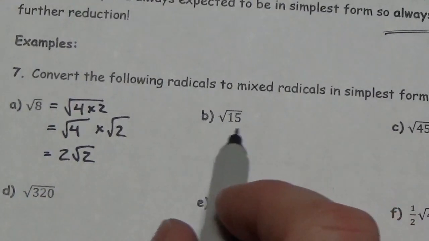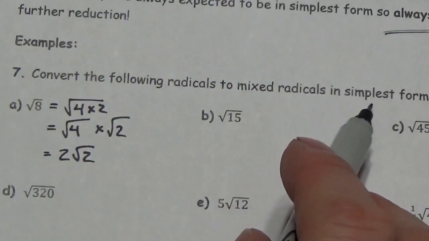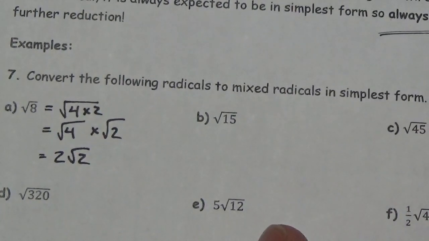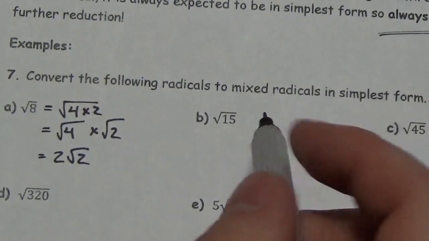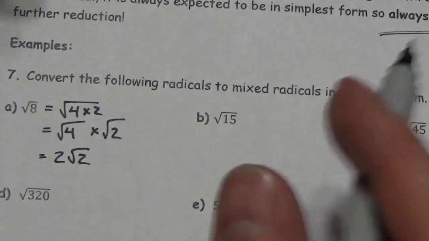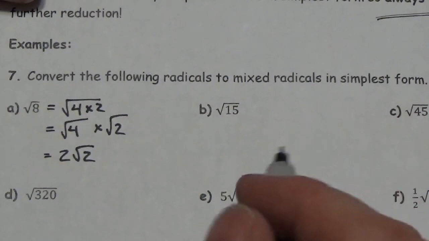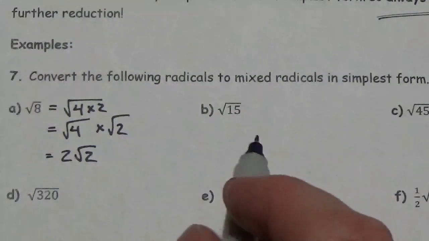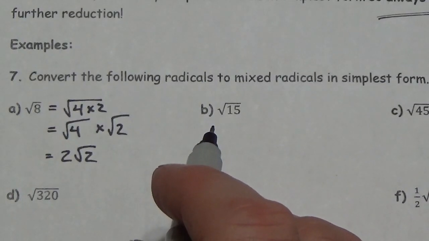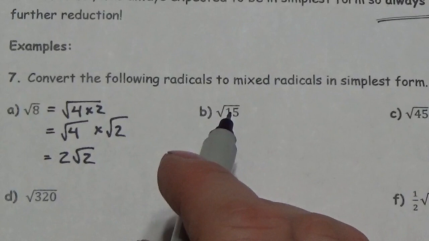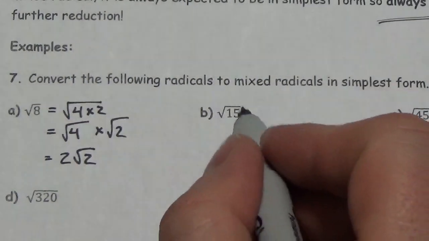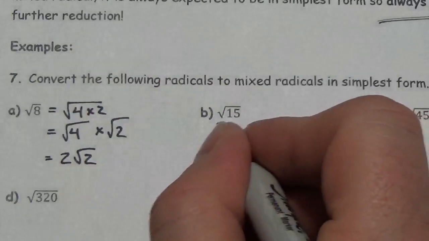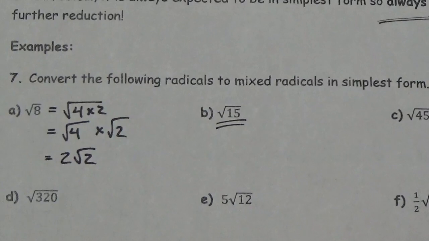Root 15. Convert the following radicals to mixed radicals in simplest form. Okay, root 15. I've got to think, what's the largest perfect square that's a factor of 15? Well, my perfect squares are 1, and that's not helpful here at all. 4. Okay, 15 is not divisible by 4. I can't divide that in there. 9. Nope. 16. But 16 is too big. So there was no perfect square that was a factor of 15. So that is my answer right there, root 15. That is as simple as that's going to get. Okay?